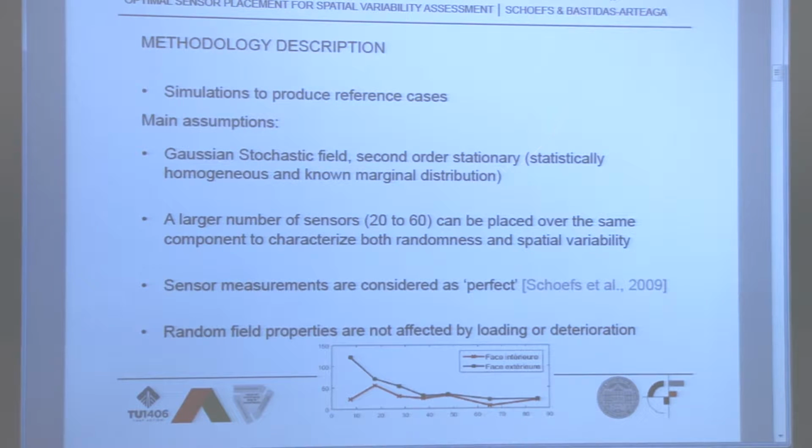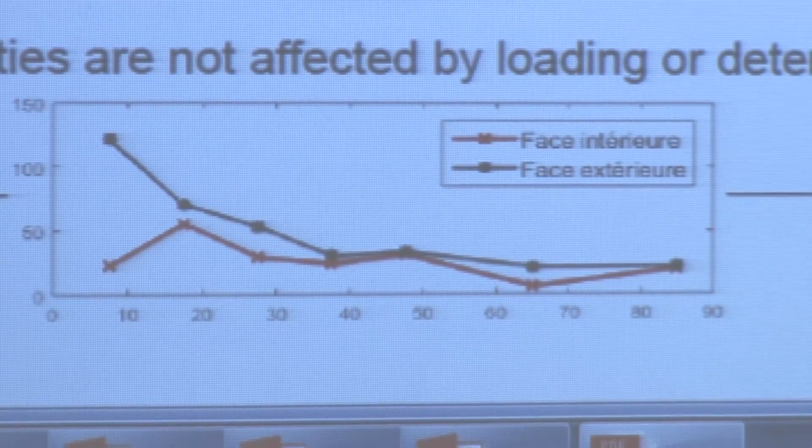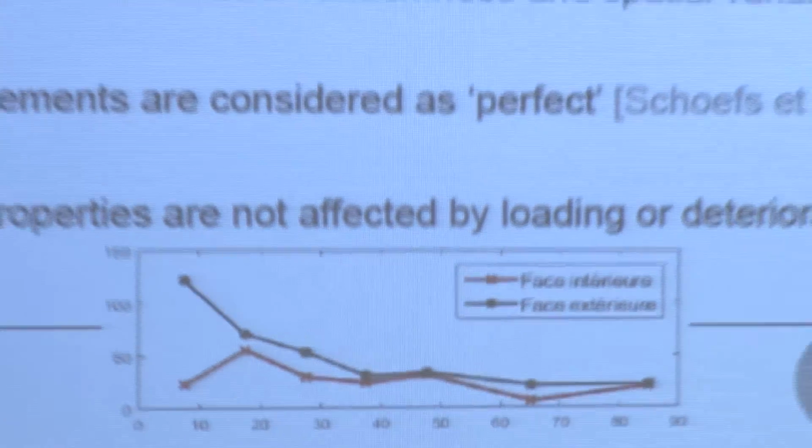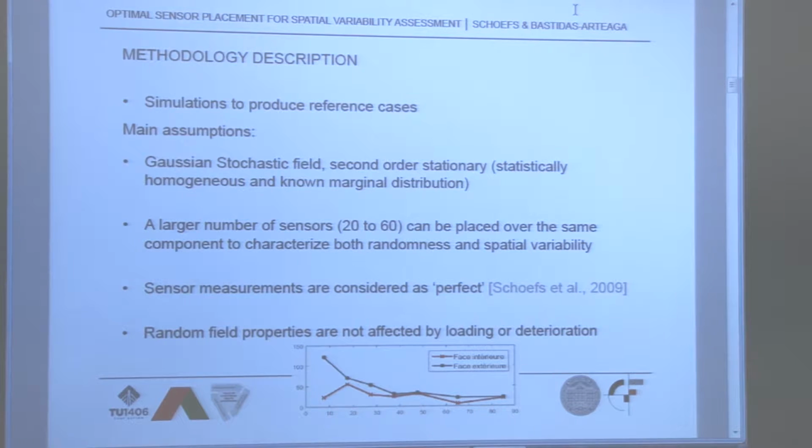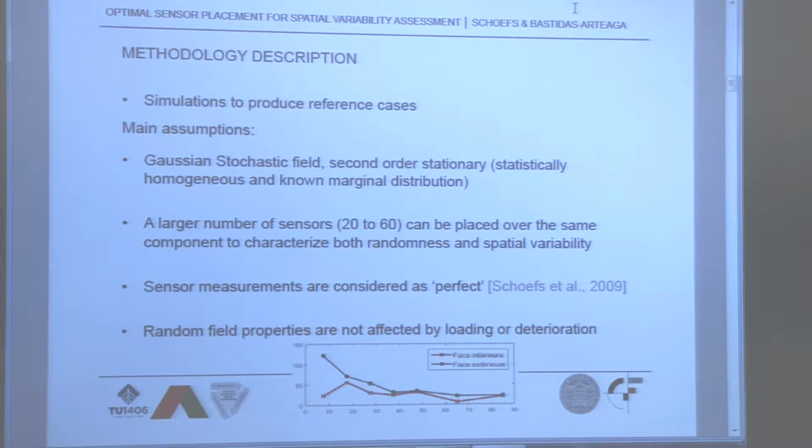About the methodology, first I would like to present some numerical examples based on Monte Carlo simulations. We have very simple assumptions for this presentation: a Gaussian stochastic field, second order stationary, and a large number of sensors. When you look at the first presentation and the previous one, that's compatible with what we can do, so 20 to 60 sensors, which could be placed on the same component. Sensor measurements are considered perfect, and random field properties are not affected by loading or deterioration. We don't focus on this here.